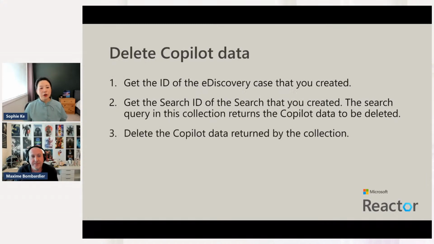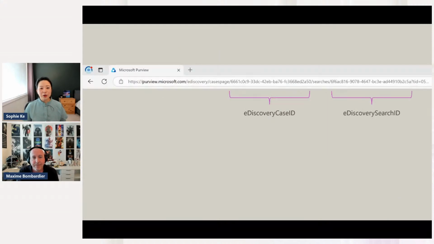All right. So now we have created the case, we've created the search, and we're ready to delete the Copilot data with all the holds removed. So you're going to need the ID of the eDiscovery case that you've created. You need to get the search ID, and then you are able to delete the Copilot data.